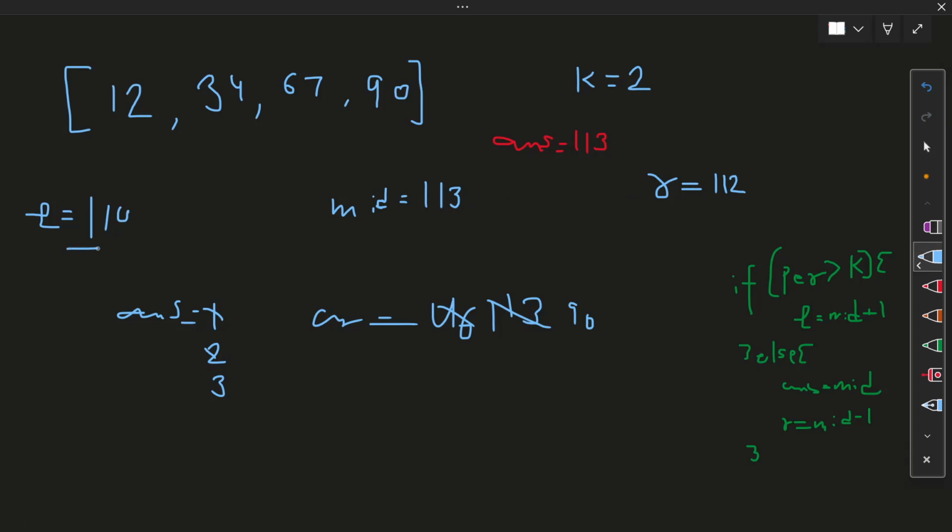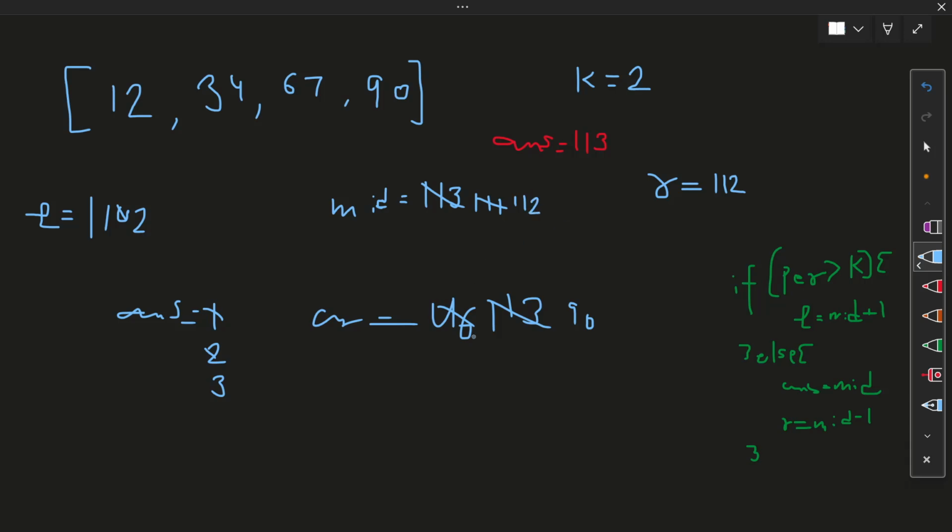So we have 110 and 112. Then the middle value is 111. To read 111 pages, we require 3 persons. So this is not the correct answer. Then we need to update to mid plus 1. So it will be 112 and 112. Then the middle value is 112.